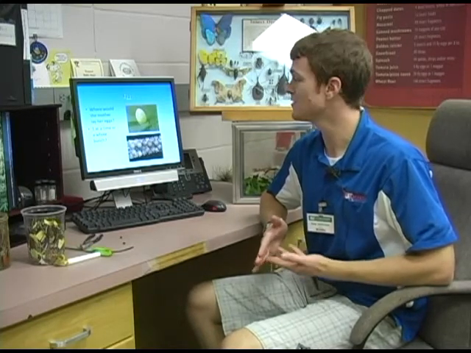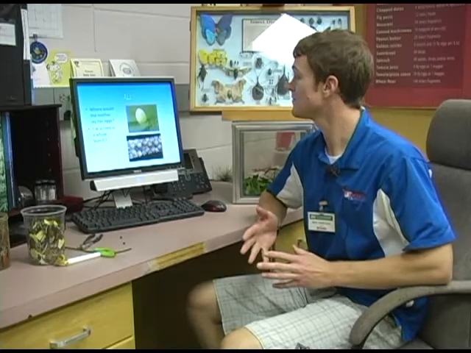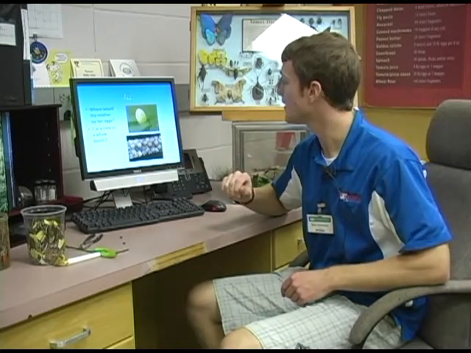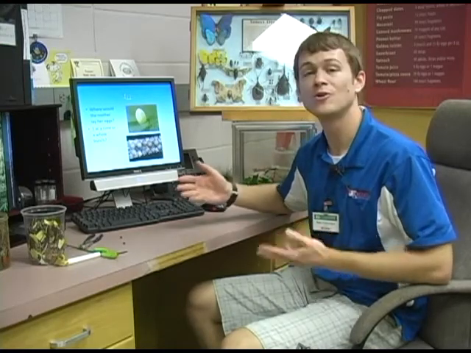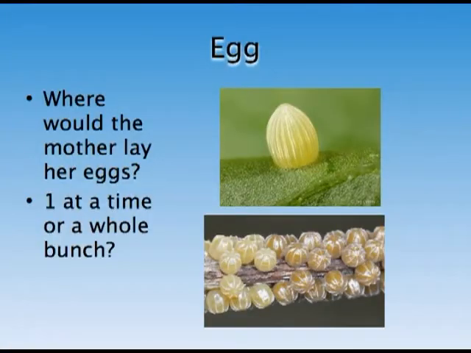A lot of butterflies and moths are specialists. That means they only feed on maybe one or two types of plants. So the mother butterfly would want to find that correct plant to lay her eggs. And so what about one at a time versus a whole bunch? Here we've got a single egg, and here we've got 20 or 30 eggs. It depends on the way the butterfly chooses its plant.